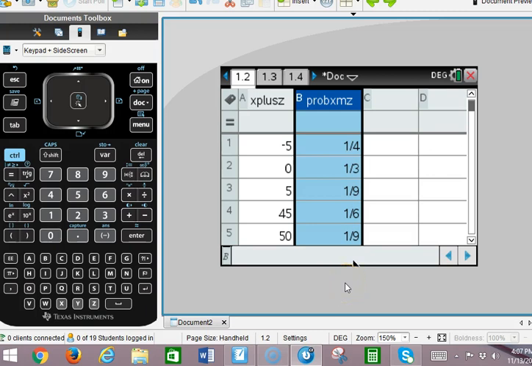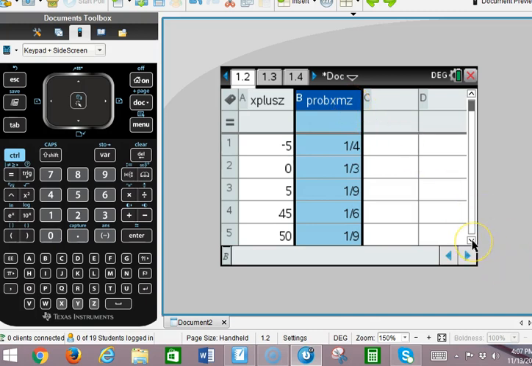So I've created a frequency distribution here, or the probability distribution on my calculator. So here's the x plus z. Unfortunately, you cannot use the plus sign in a title here, so I just wrote out x plus z. So here are all the different values that x can be. And then this was supposed to be the probability of x plus z, but I wrote xmz. It should be pz, x plus z.